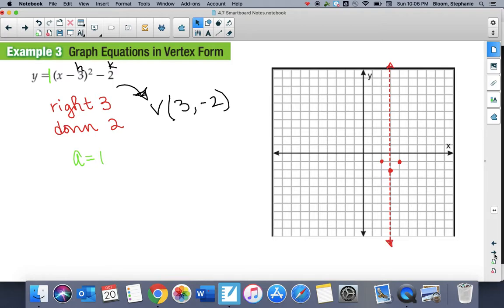Draw that in. And then if you wanted to figure out what it was at x equals 1, you can just on your calculator plug in when x is 1 and see what you get out. And you should get out 2. So my other point would be 1, 2, and then I'm going to make it symmetrical on the other side. And there is my parabola. Okay?